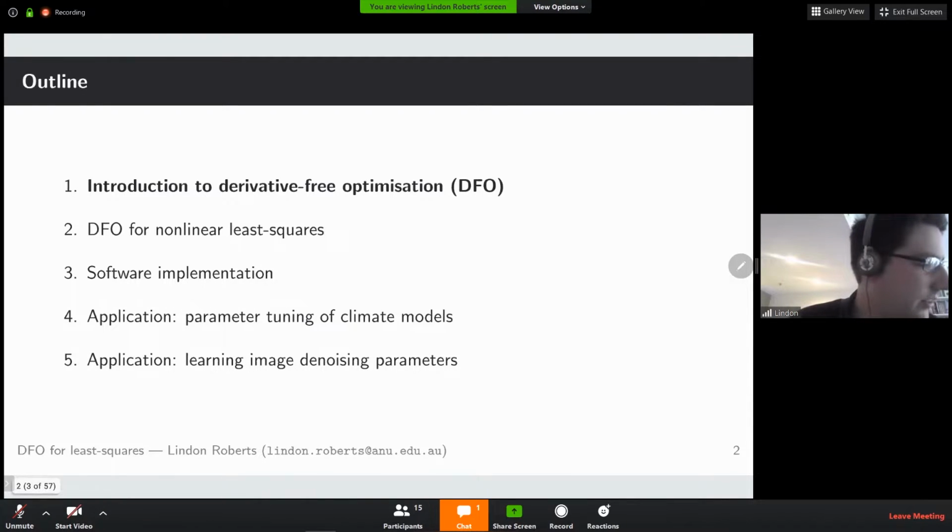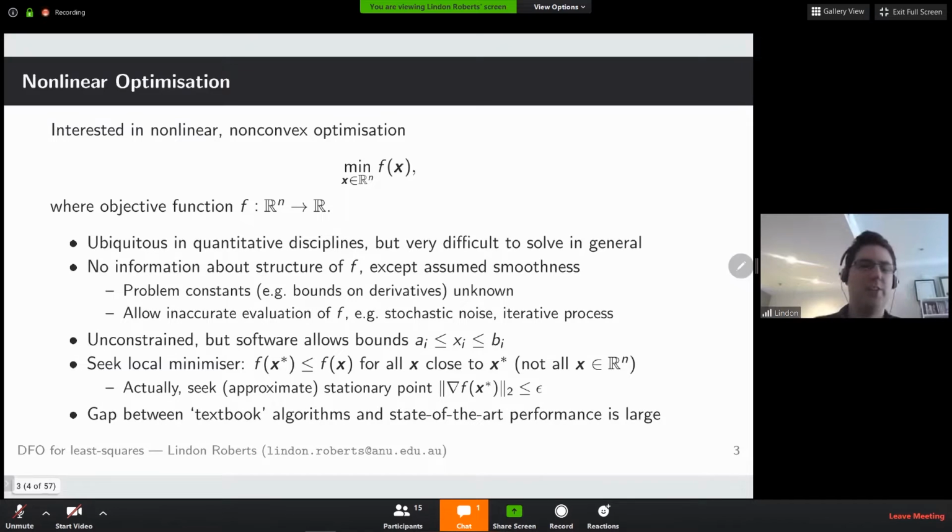Okay, so let's get started with derivative-free optimization. The context I'm going to be looking at here is essentially nonlinear, non-convex optimization. So we've got some objective function f, which just maps R^n to R, and we want to find a minimum. That's it. As I'm sure many of you know, this is common across all sorts of application areas, but is very non-trivial to solve in efficient ways, numerically speaking.